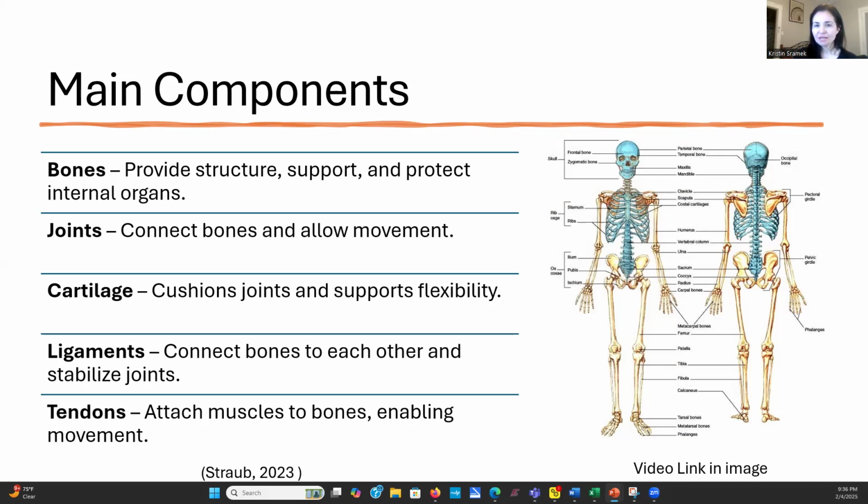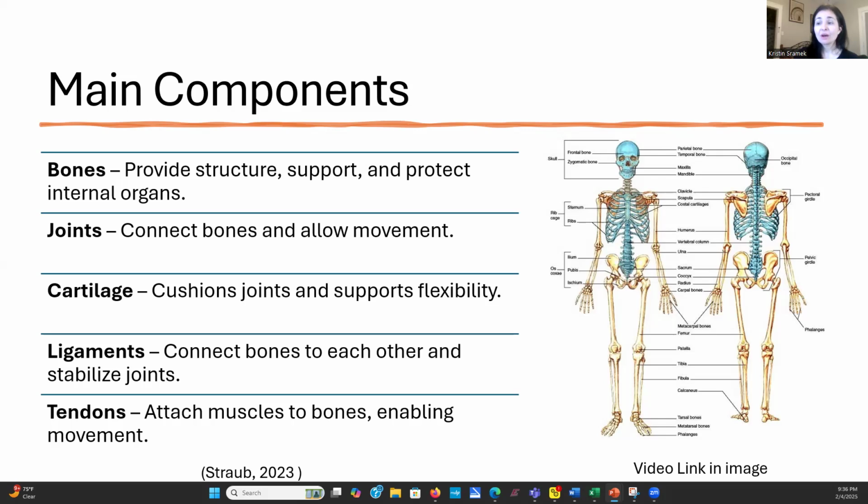It helps cushion the connections between the bones, so those joints are nice and supple, and it supports flexibility, being able to stretch and move around in different directions. Ligaments are also important in connecting bones to each other and to stabilize the joints. The ligaments are longer, whereas the joints are right at the bone. The ligaments connect a little bit further down.